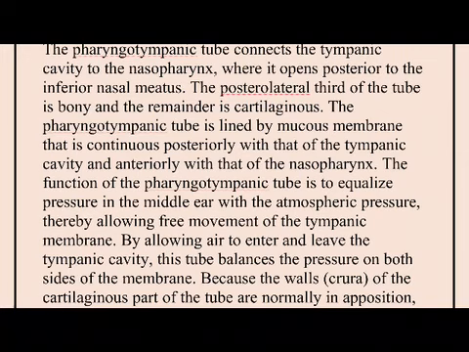So when it does so, it allows free movement of the tympanic membrane. It allows air to enter and leave, and as it does this, it balances the pressure on both sides of the tympanic membrane. So many thanks to the pharyngotympanic tube. Because the walls, that's the crura of the cartilaginous part of the tube, are normally in a closed position, the tube must be actively opened.